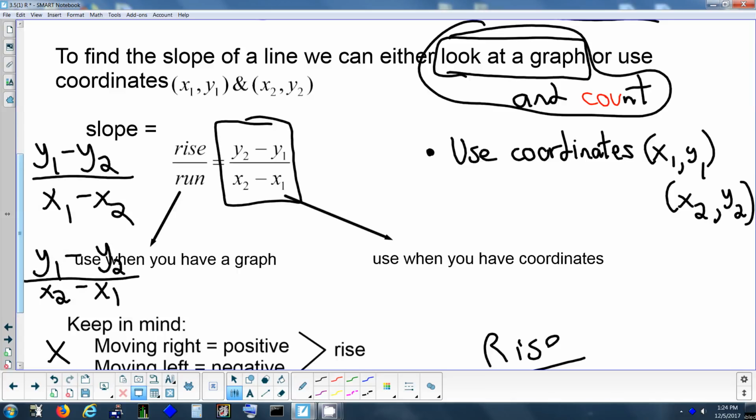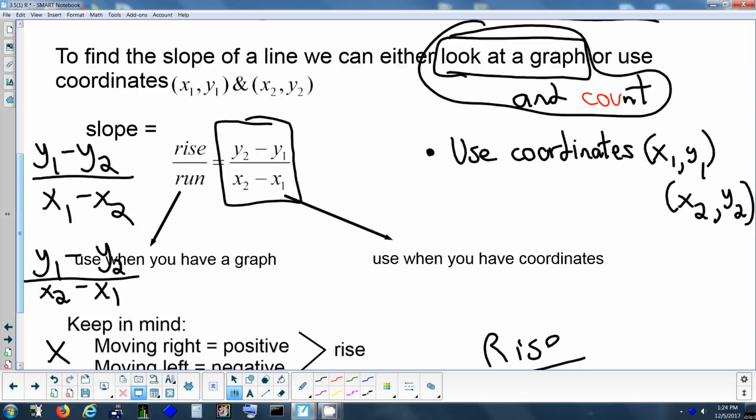So are those 1s and 2s exponents? No. They're just a number that's lower. It's called a subscript, but I just want you guys to know it's not an exponent. You're using those to identify which is the first one and which is the second one.